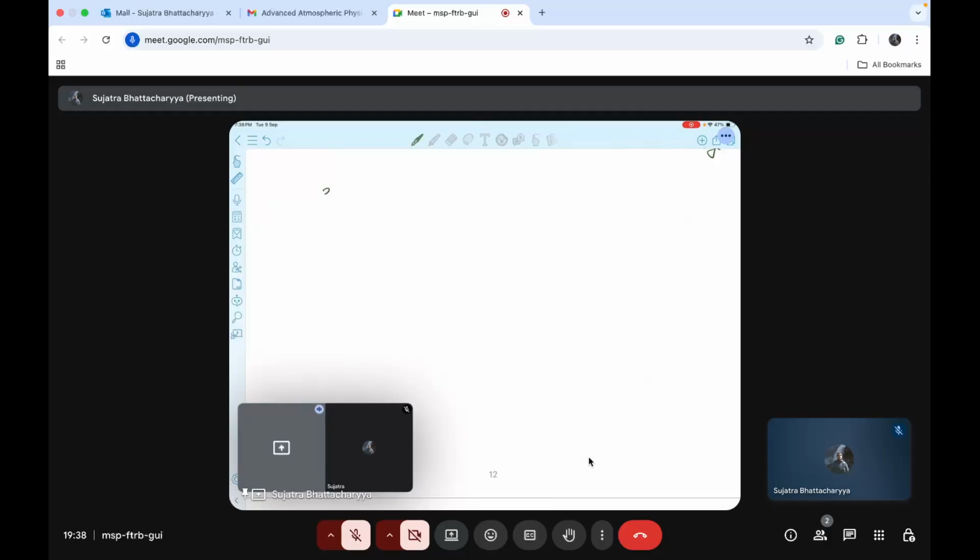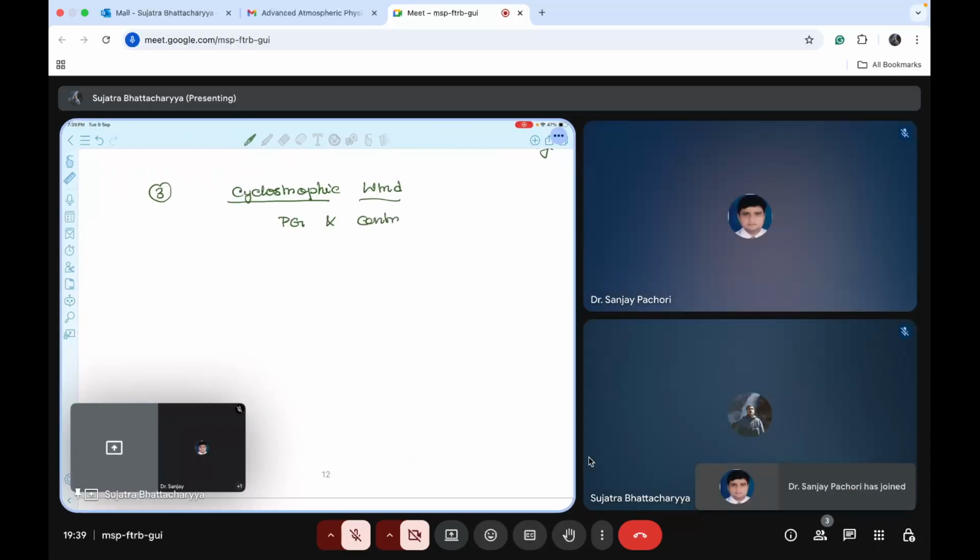And the third one is the cyclostrophic wind. Cyclostrophic wind is the balance between pressure gradient and centrifugal forces. So simply, in a normal equation, you have V square by R plus 1 by rho delta P delta N. No Coriolis, nothing. So this is what you get.